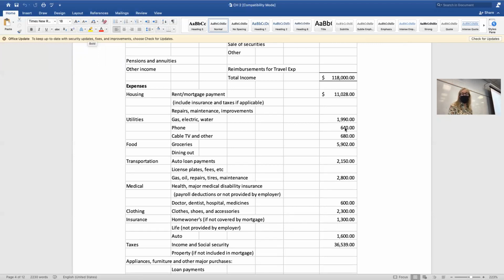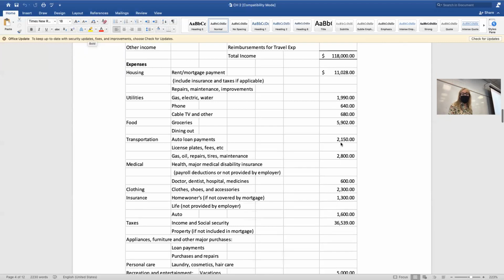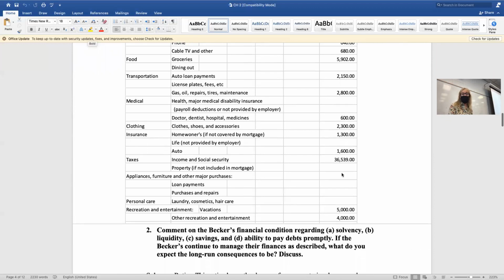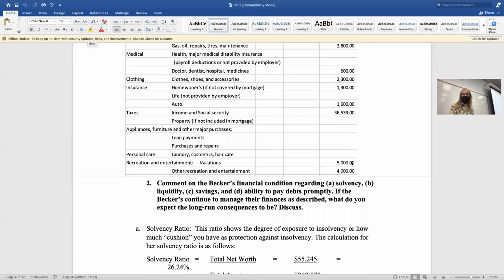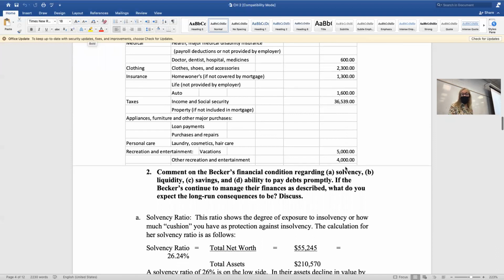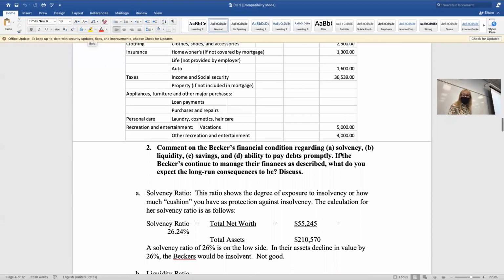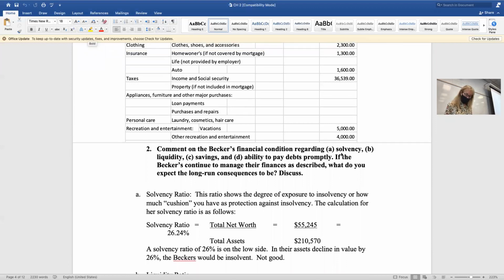Here's their utilities, groceries, their auto loan payment, maintenance on their car, doctor, clothes, homeowners insurance, auto insurance, taxes. This is income and social security that's mentioned in the case. And then they spend $5,000 on vacations and other recreational entertainment is $4,000. And I don't know why this won't come up on the sheet, but that's the last. Let's see what happened here. This got cut off.